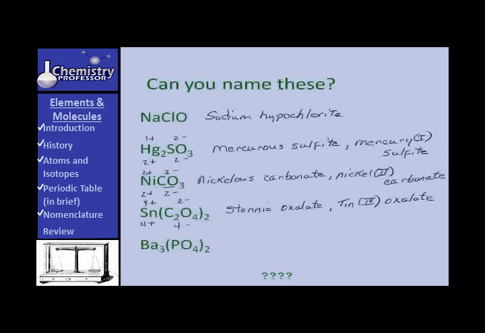Down here we have a phosphate polyatomic ion, and we have barium, and barium is not multivalent. So this is very simply barium phosphate.